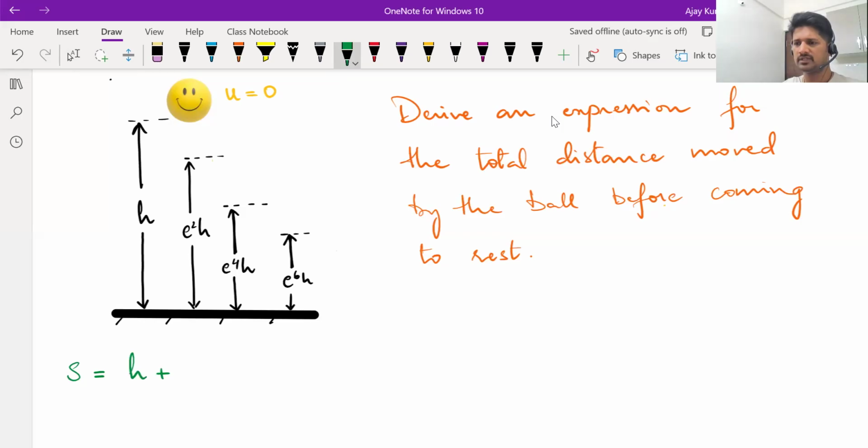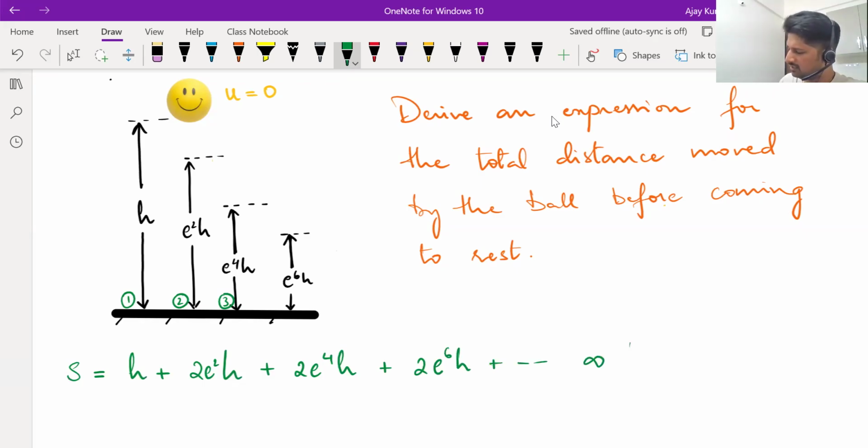Vanilla, what do you say? Between the first and second collisions, how much distance is the ball traveling? 2e square h, sir. It rises e square h, again falls also. Okay. So 2e square h. Rishi, you tell me now. Between the second collision and the third, how much distance does it travel? 2e to the power 4 h. Between the third and fourth collisions, it will travel 2 times e power 6 h and so on.